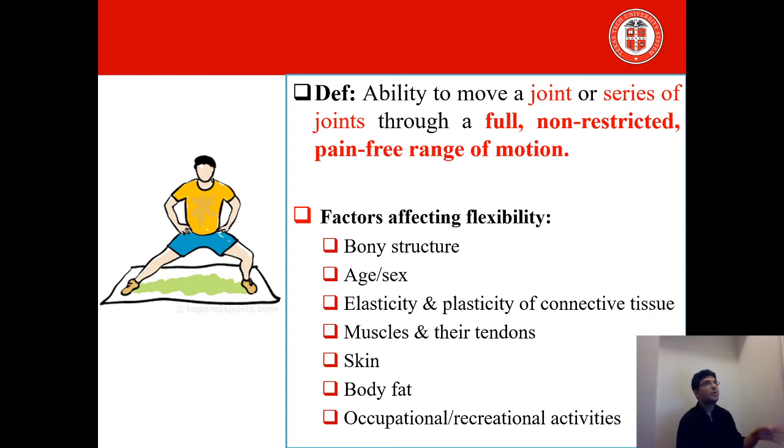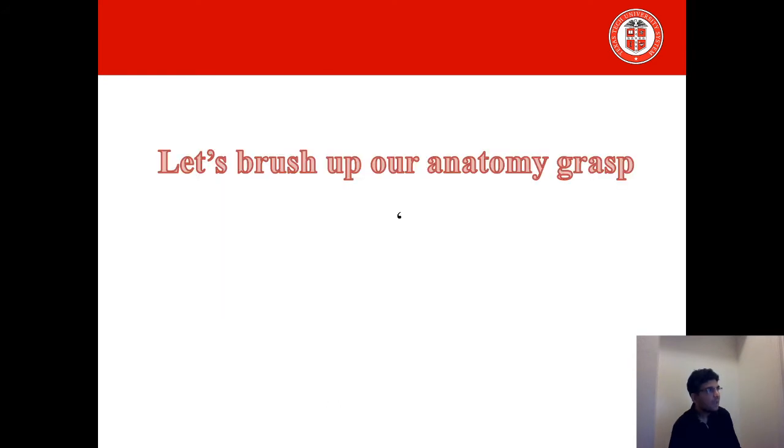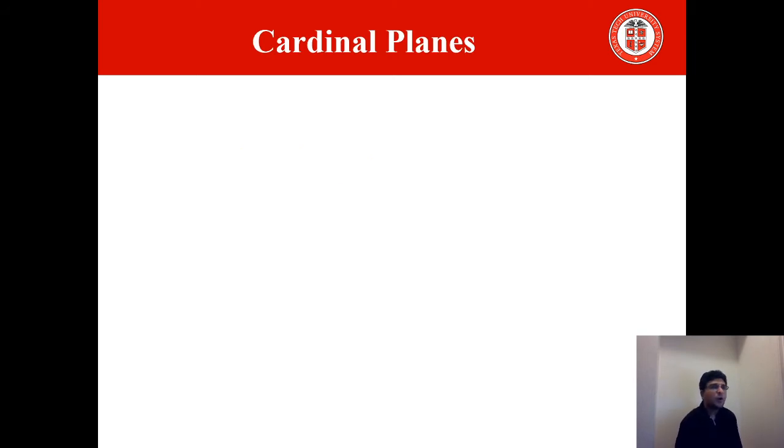So in this slide, we have talked about the classical definition of flexibility and tried to talk about some of the factors which are responsible for the flexibility of an individual. Now, as I have talked before, we are going to brush up our anatomy skills just a bit. If you want to talk about the cardinal planes, there are 3 cardinal planes in total, and I'm going to talk about each of them very briefly.